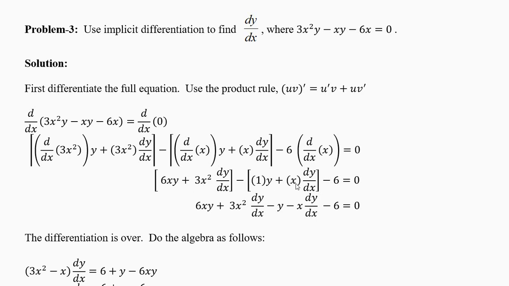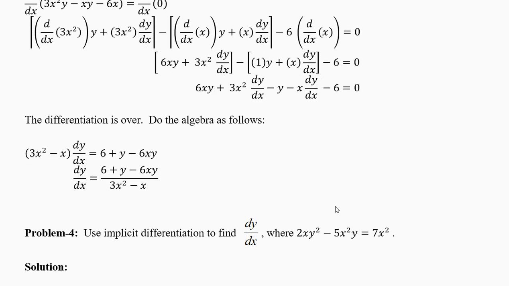Now open these two square brackets. Take 6xy here, minus y with it. Then dy by dx, 3x square dy by dx. We are not going to change the order. Minus y minus x dy by dx. Look, there is a minus outside, do not forget minus 6.